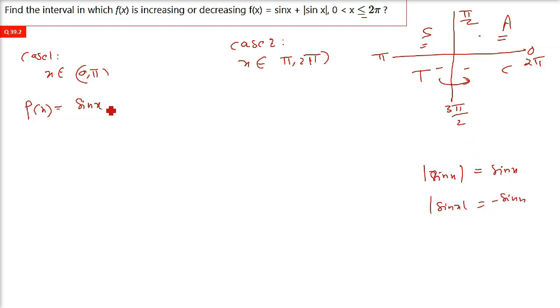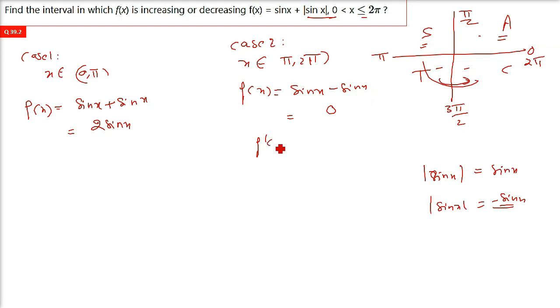So when we are talking about 0 to pi, modulus of sin x will be sin x only. So f(x) will be 2 sin x. But when we take f(x) between pi and 2 pi, modulus of sin x is going to be negative sin x. So negative sin x minus sin x. So the right part, case 2, between pi and 2 pi, it is going to be 0. If you take the differentiation it will be 0. So f dash x should be greater than or equal to 0. You are getting 0, so it is increasing here. Logic wise it is increasing because it is greater than or equal to 0. So equal to we have got.